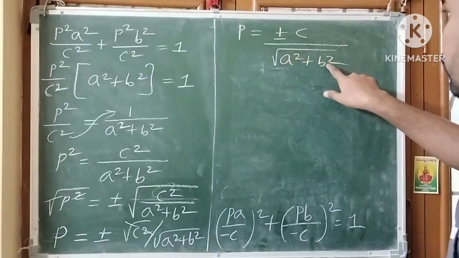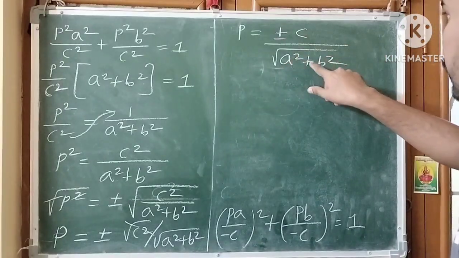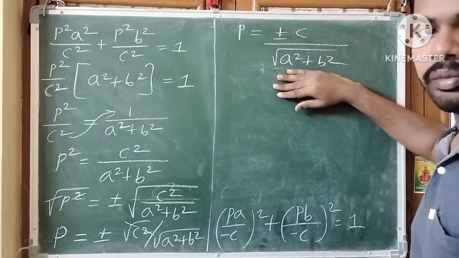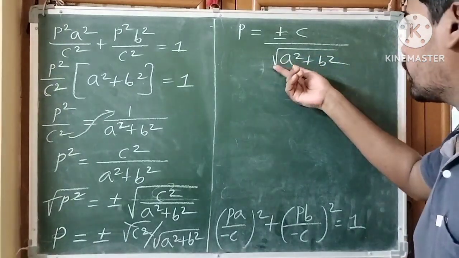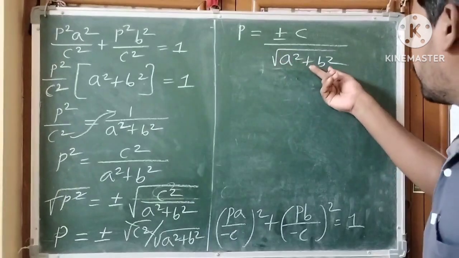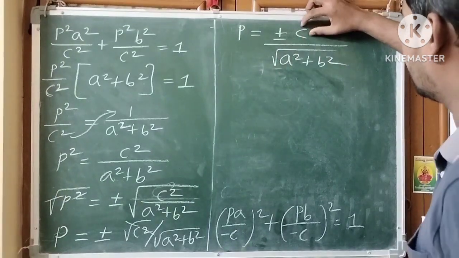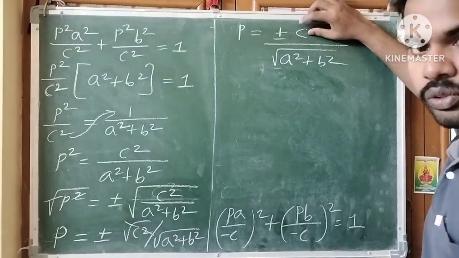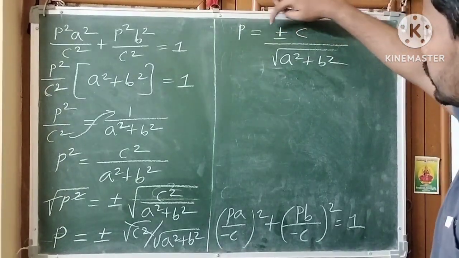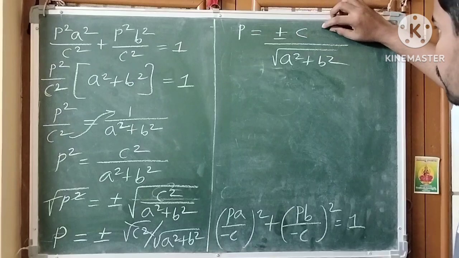Plus C by root over A square plus B square, or minus C by root over A square plus B square. Here the denominator is always positive because we have square terms, A square and B square. So the denominator is always positive. Now let us discuss the numerator. Here the numerator P is equal to plus or minus C by root over A square plus B square.